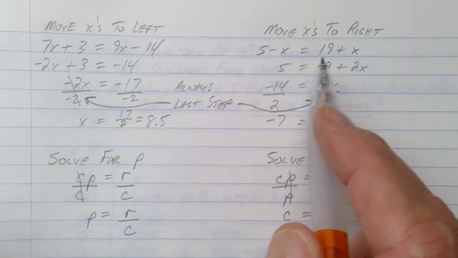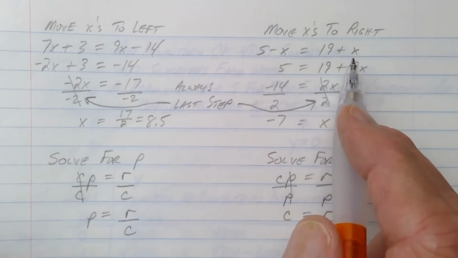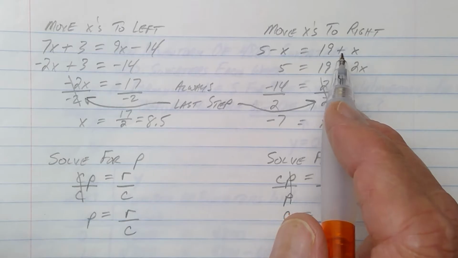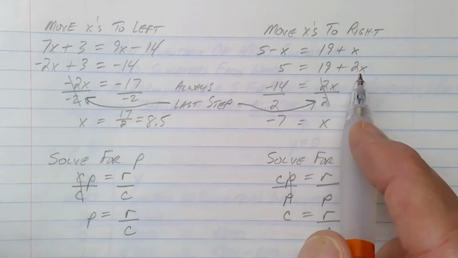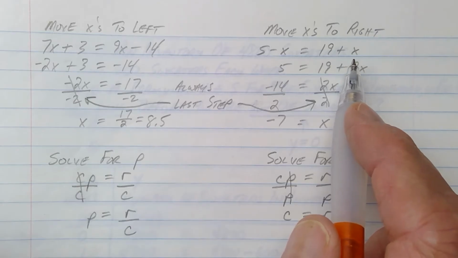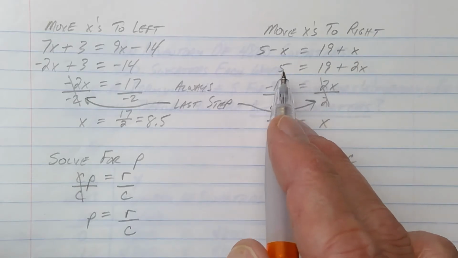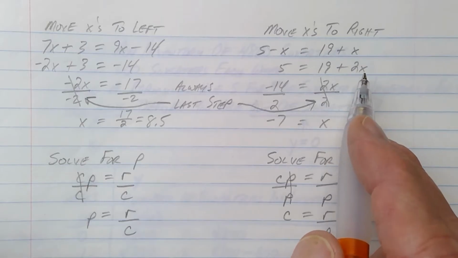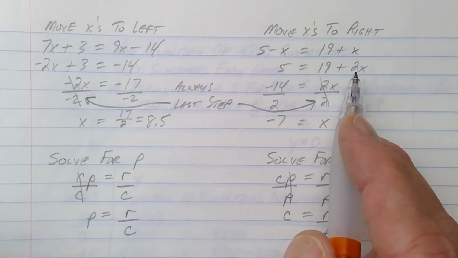5 comes down. Over here I have 19 plus x plus that x that I just added. X plus x means I have 2 x's. So now instead of 19 plus 1x, I have 19 plus 2 x's. You guys can write in plus x if you want to. My new equation says 5 equals 19 plus 2x. Remember, the last thing we do is divide that 2 away from the x. So don't look at that right now.